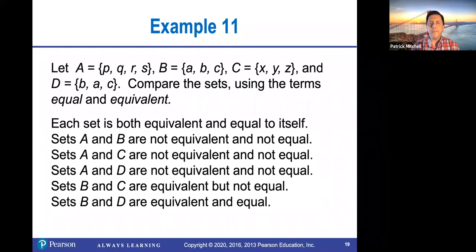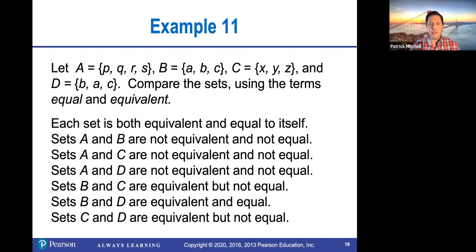Actually, B and D are equal sets, right? ABC and BAC, those are the exact same elements, just listed in a different order. And let's see, did they remember? Yes, sets C and D are equivalent but not equal, just like B and C were.